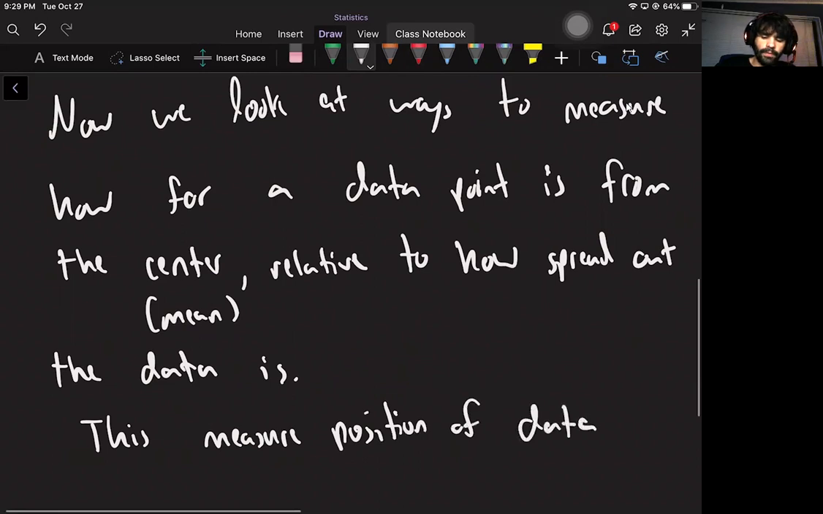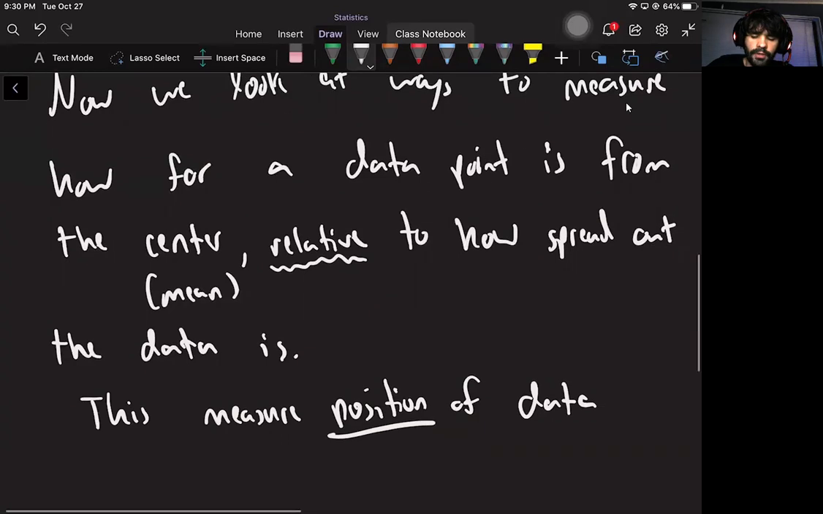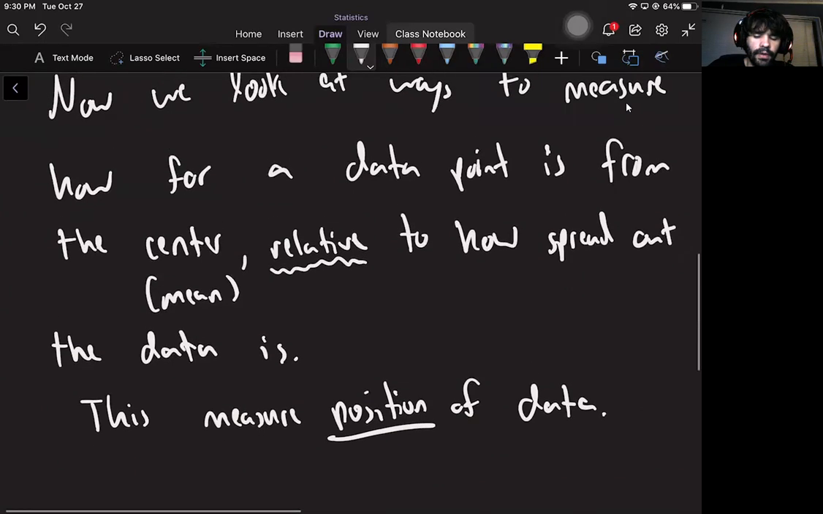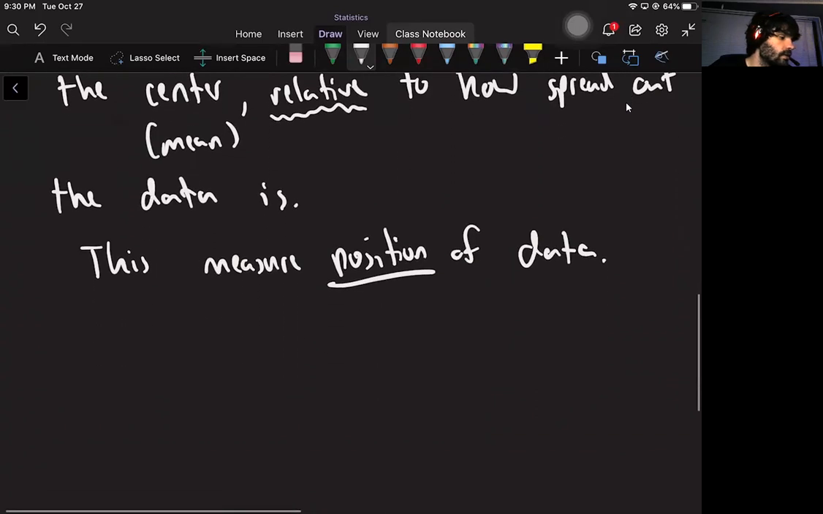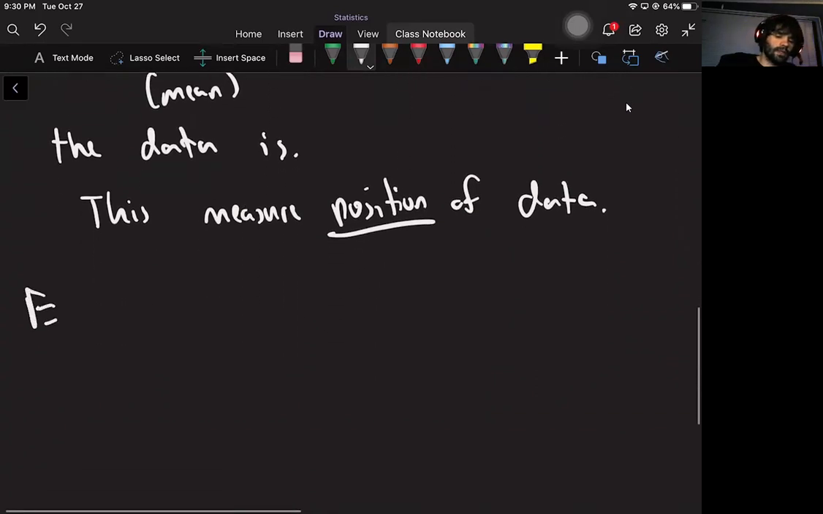But a key aspect is this word relative. The idea is that the position of a specific data point within all the data that you have really depends on how spread out things are within the data. So the position is really relative to how spread out the data is. So let's look through a little example to get this idea down.